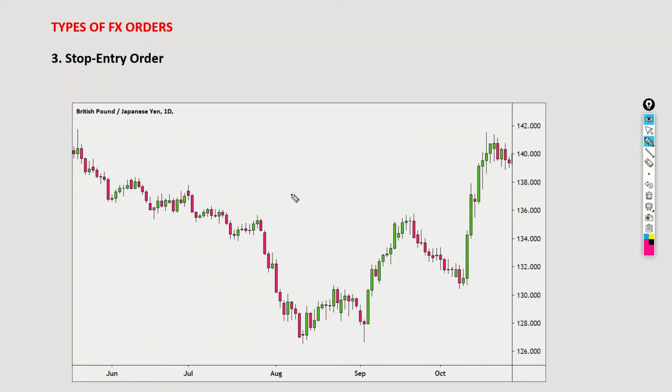So for a buy stop order, the price is set above the current market price, and then the price keeps going up. For a sell stop order, the order is placed below the current market price, and then the price will keep going down. As simple as that.